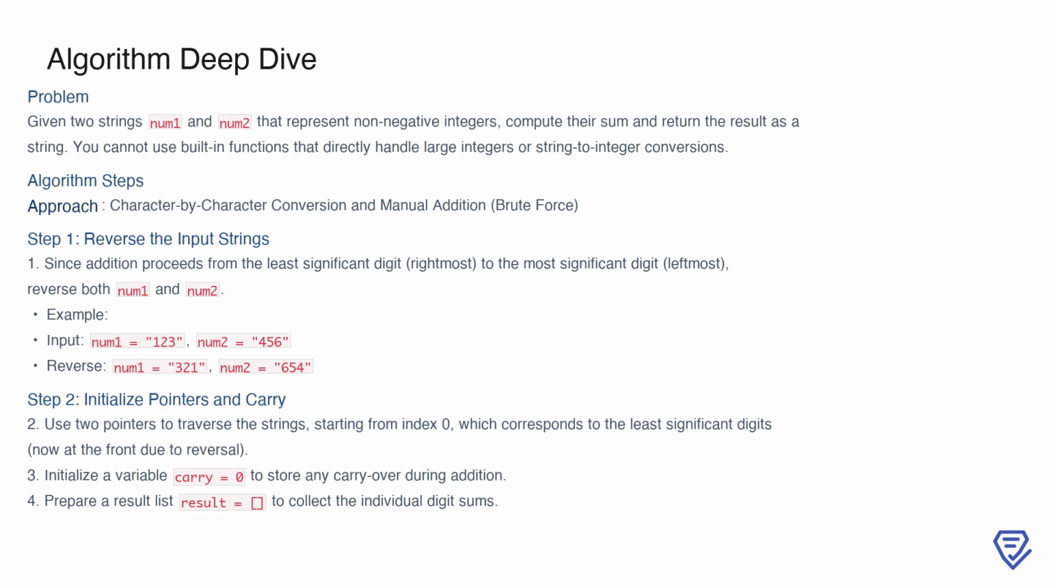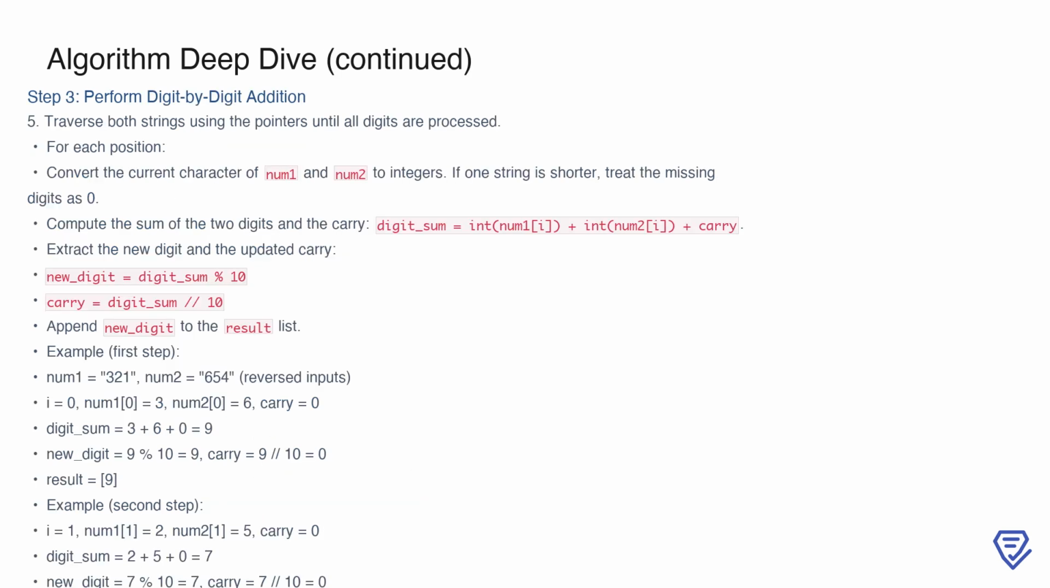Next, we initialize two pointers at the start of these reversed strings to help us traverse them. We also set up a carry variable, starting at 0, to handle sums that exceed 9. Finally, we'll use a result list to collect the digits of the sum as we compute them, building the result step by step.